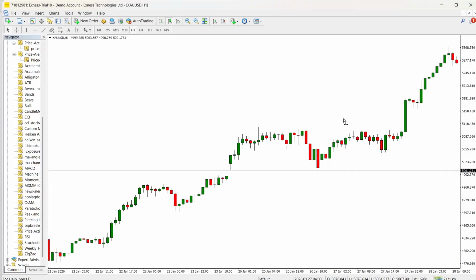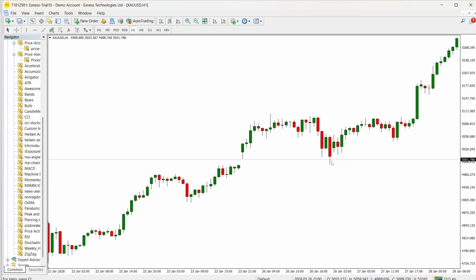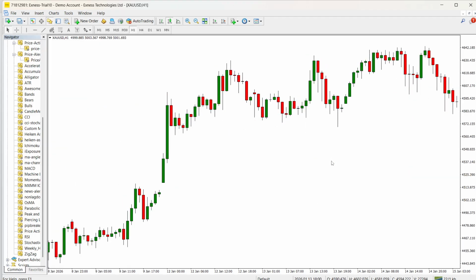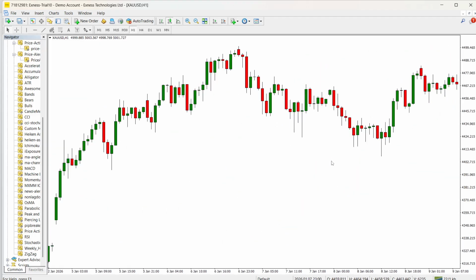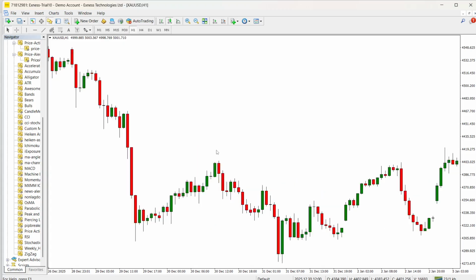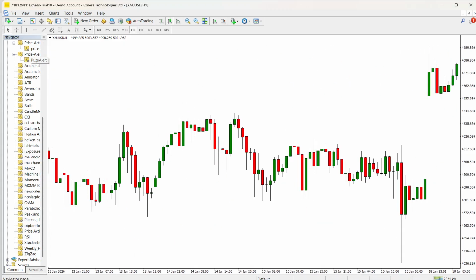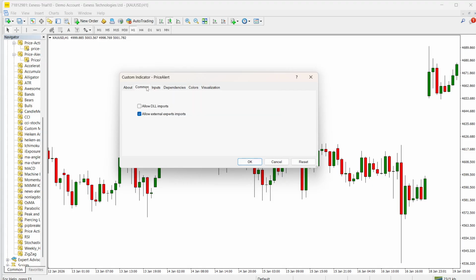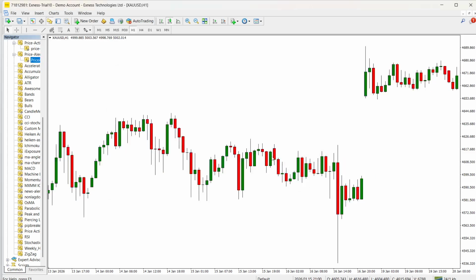Welcome to this video on the price alert indicator for MT4 and MT5. In this video, we'll cover how to set price alerts on the chart, what the indicator does when a level is reached, and what settings are available. At this point, I'm going to go ahead and load the indicator on the chart so you see how it acts in real time. Allow the imports, and there we go.